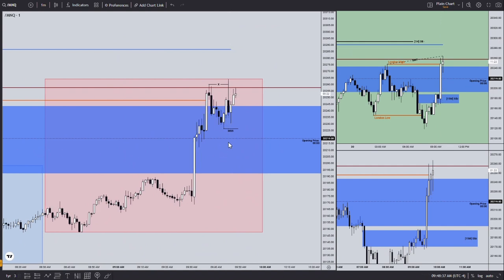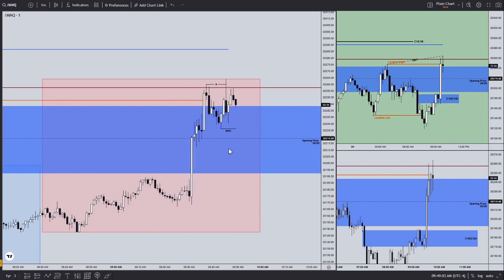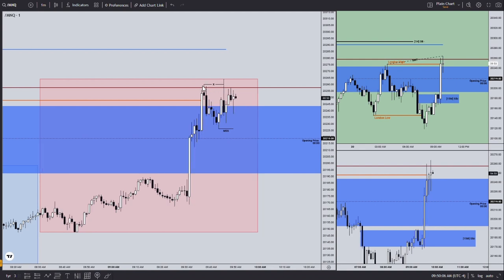So right here, I'm just waiting. From right here, this will now be my market structure shift low. So if price comes down to displace below this low, then that will become my market structure shift. And you can see here we have a little internal buy side purge right here.